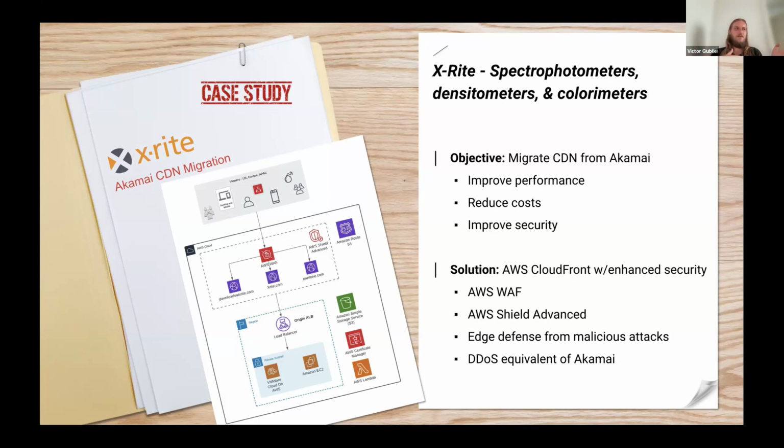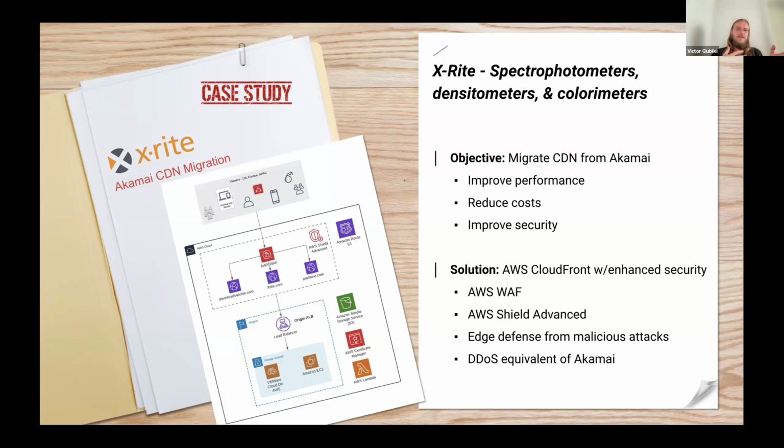So we didn't move just the CDN part of it. It was a big part of it, of course, because Akamai is first of all a CDN. But we also had to migrate their WAF configuration, as well as DDoS protection. So they were using Akamai DDoS protection, and we moved them over to WAF and Shield Advanced.